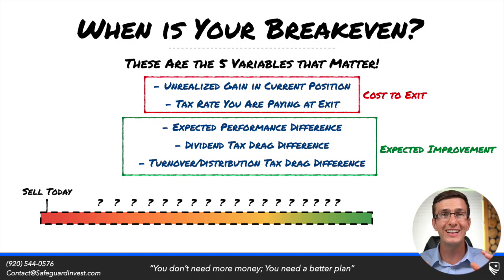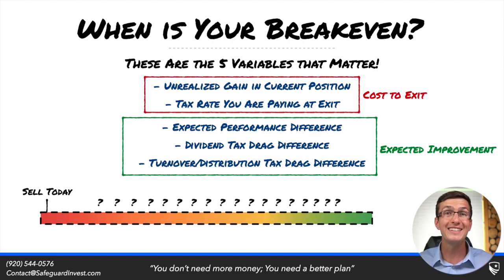The first is the unrealized gain in the current position. So how much will we need to incur as long-term capital gains or short-term capital gains in order to exit that position? And then what is the tax rate that we are paying at that exit? We then move on to what is the expected performance difference between these two investments, what is the expected dividend tax drag difference, and then what is the expected turnover or capital gain distribution difference between these two investments. Now we can really just group these into 2 different categories: the expected cost to exit and then the expected improvement from investment A to investment B.